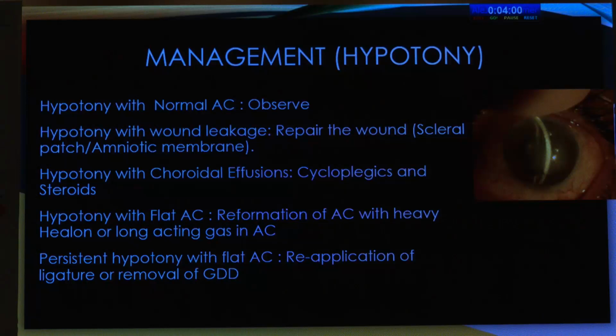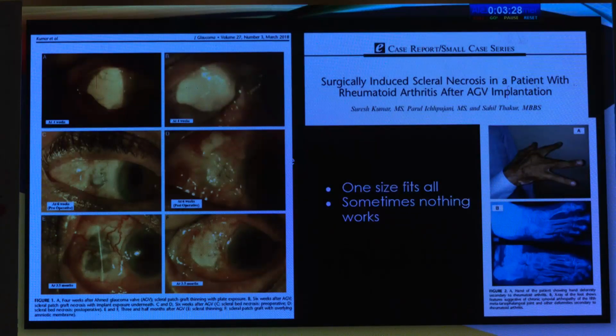And management of hypotony, it's more serious as compared to trabeculectomy. And if hypotony is there with normal chamber, your endothelium is not threatened by the tube, then you can observe, and if there is wound leakage, you repair the wound leakage. If it's choroidal effusion, then steroids and cycloplegics, and sometimes you need drainage. And if there is hypotony with flat chamber, you have to reform the chamber, and persistent hypotony, sometimes you have to apply ligature or you have to remove the implant also.